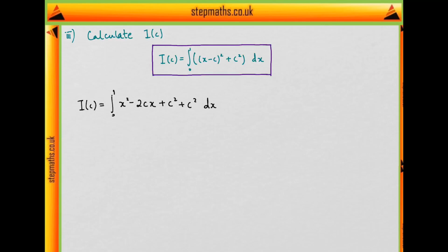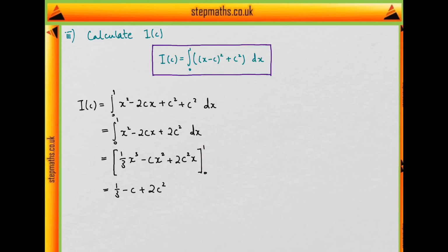First, if we expand out this bracket inside the integral, then we get x squared minus 2cx plus c squared, and then I collected the two c squared terms together. Now if we integrate this with respect to x, the x squared will go to a third x cubed, the 2cx will go to cx squared, and 2c squared will just go to 2c squared x. If we substitute the limits in, this is what we get when we substitute 1 in, and when we substitute 0 in, then everything's just going to be 0. And so this is the answer we get for our integral.